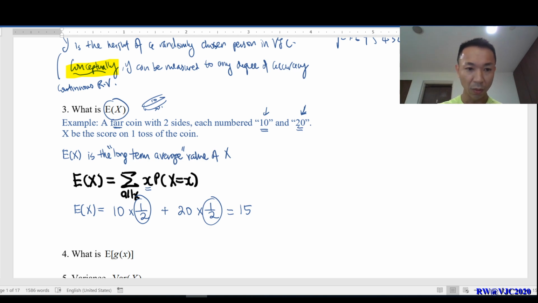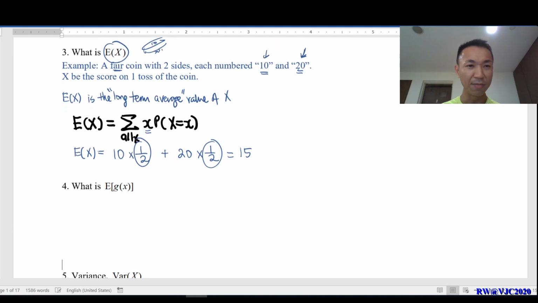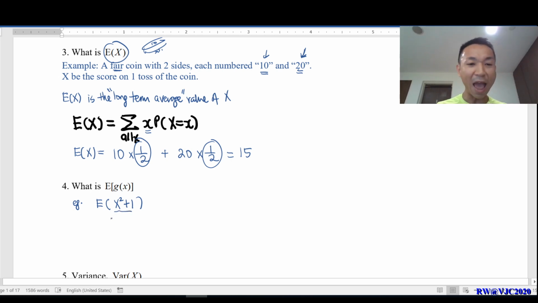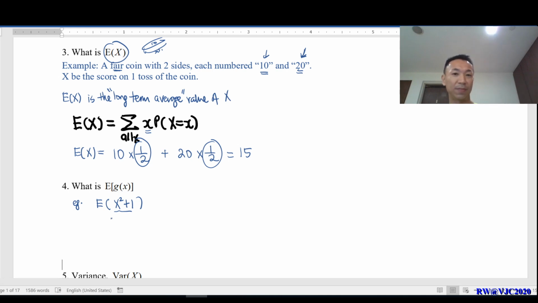Next, what is the meaning of expected value of g(x)? What is the function g(x)? Let me use an example, on the same example, same experiment. I can use x squared plus 1. What is the meaning? This is just the long-term average value of x squared plus 1.